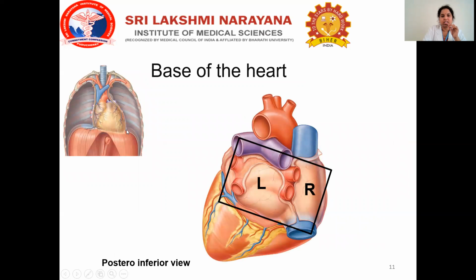The base of the heart is opposite to the apex. The base lies posteriorly, sandwiched against the chest wall. In the posterior inferior view, the base of the heart is seen, formed by the entire left atrium and part of the right atrium.